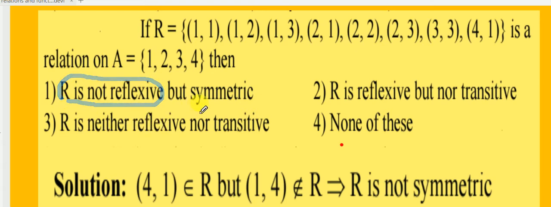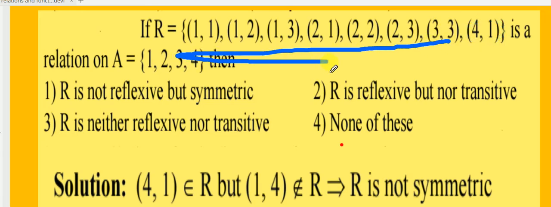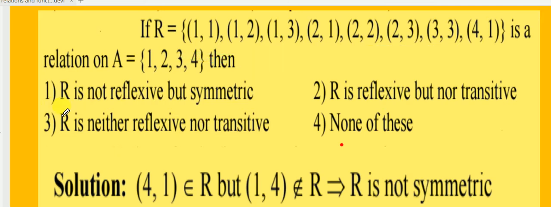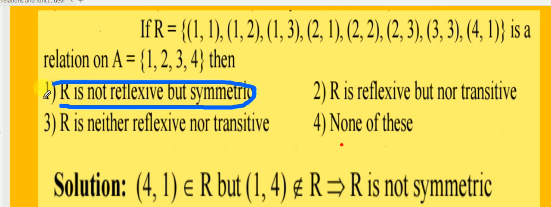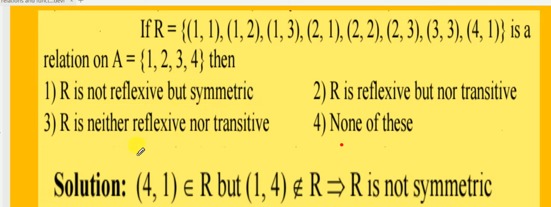Let us check whether it is symmetric. I have element 4 1 here, but 1 4 is not present here. 1 4 does not belong to R. Therefore, it is not symmetric. So option A is not correct. R is not reflexive but also not symmetric.